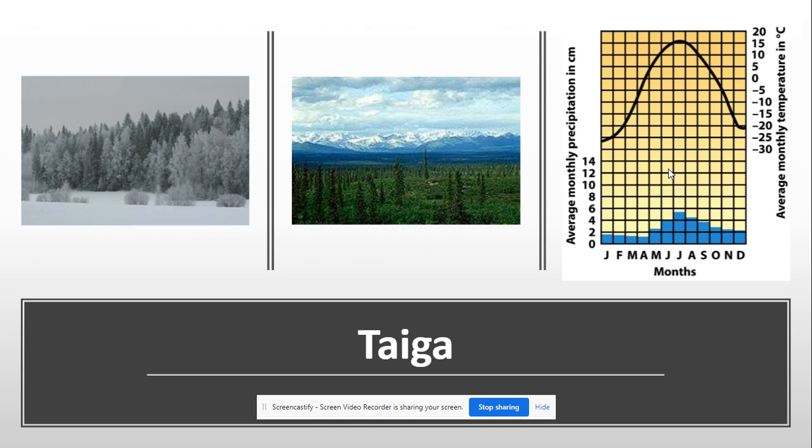Now, moving closer to the equator, we get to the taiga. We'll see a little bit more rainfall versus the tundra. We still see lots of variety in terms of average monthly temperature. It doesn't get as cold as the tundra, but obviously is still pretty chilly.